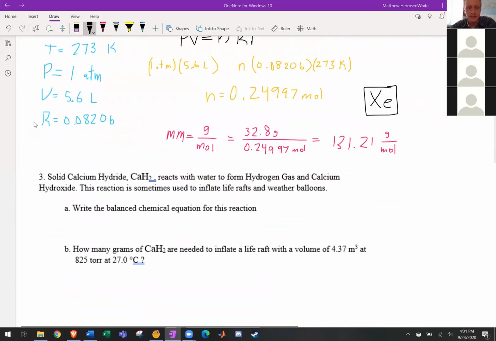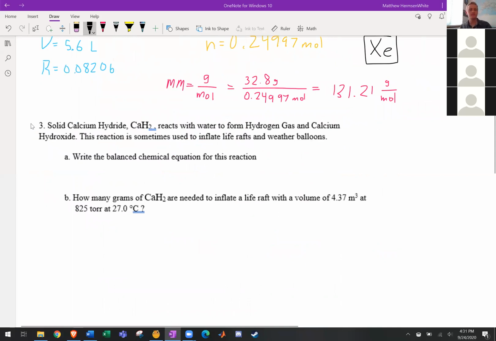All right, let's move on to number 3. So let's read through number 3 together and discuss the balanced equation, and then I'll give you some time to work on the calculations on your own. Number 3 says, calcium hydride, which is CaH2, reacts with water to form hydrogen gas and calcium hydroxide. This reaction is sometimes used to inflate life rafts and weather balloons.